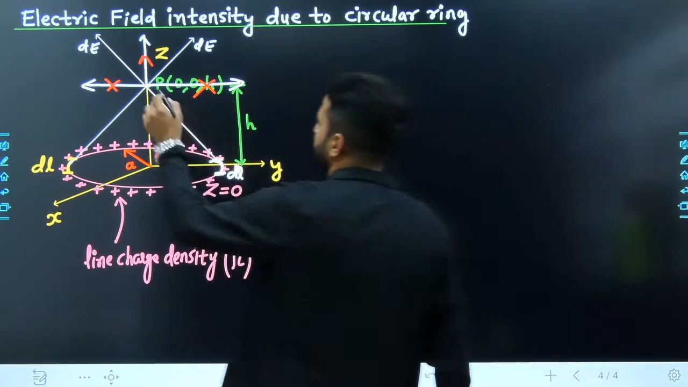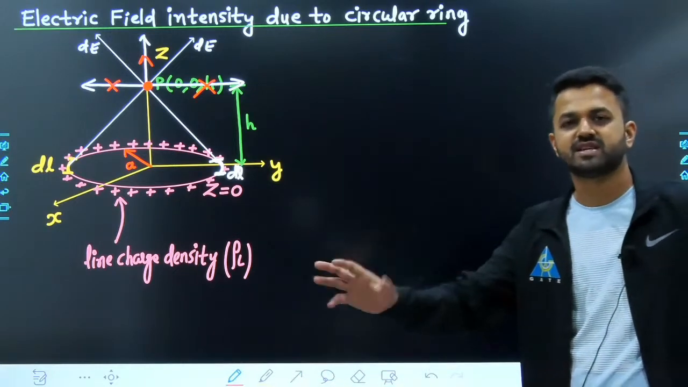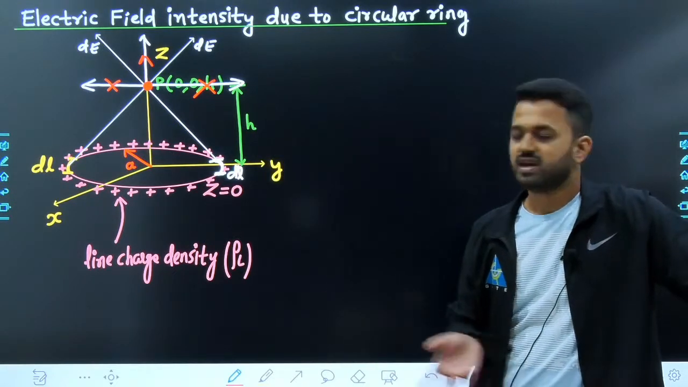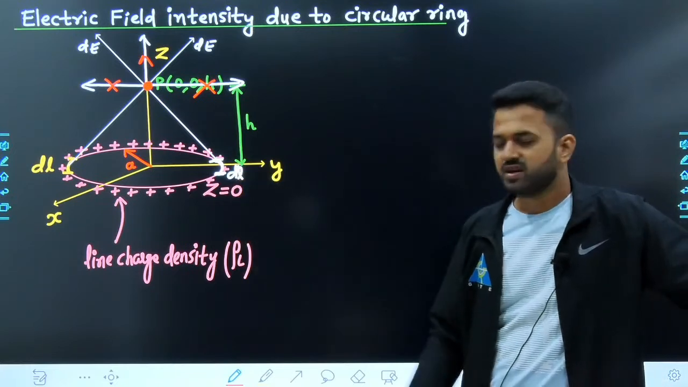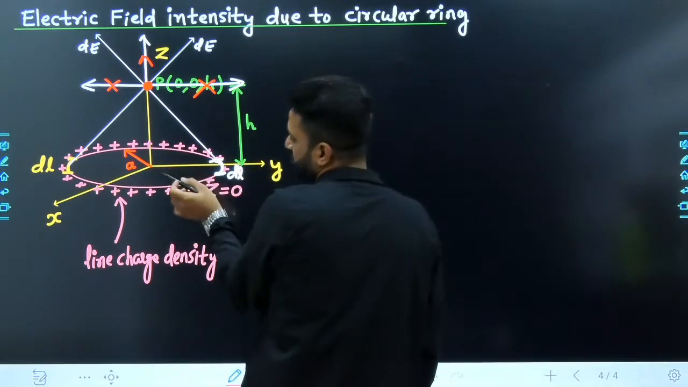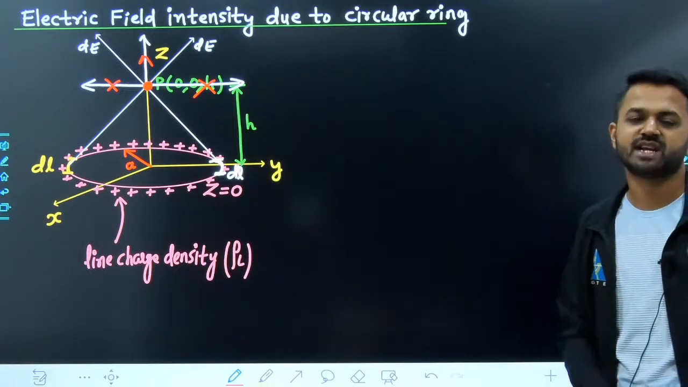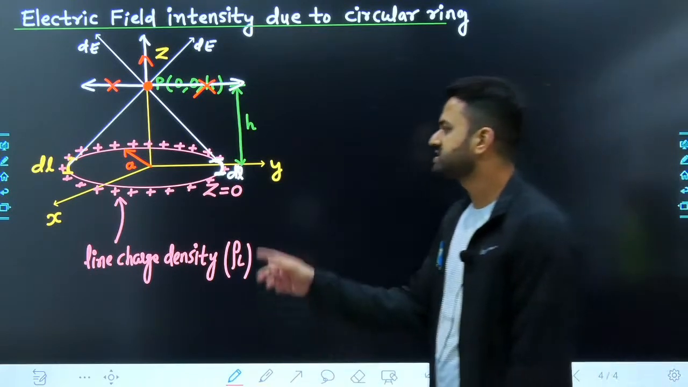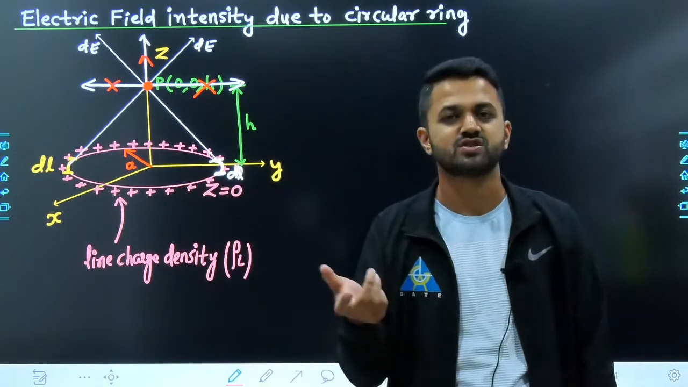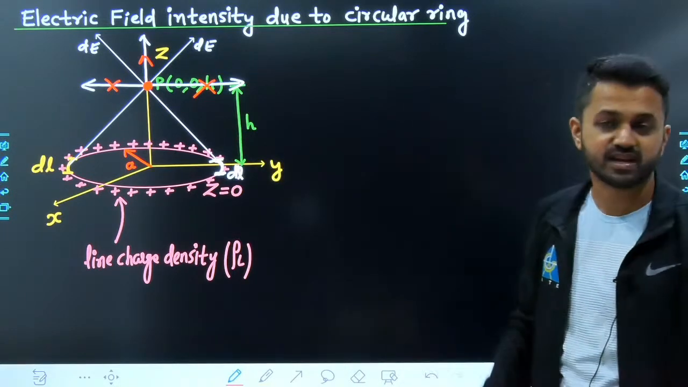So if our point of interest is above the plane where the circular ring is placed, the electric field will be in the positive z direction. Because the ring is placed at z equal to 0, when you move from the circular ring to the point of interest, the direction in which you are moving will give you the direction of the electric field. This is z equal to 0, this is z equal to h, because the point of interest is 0, 0, h. So you are moving in the positive direction, and the direction of the electric field will be positive.